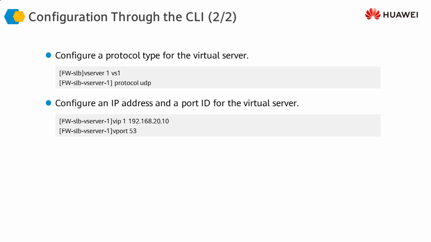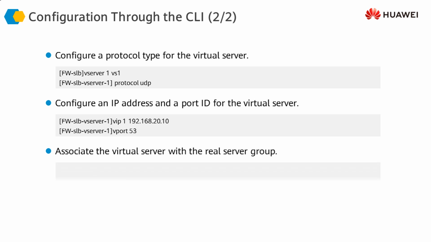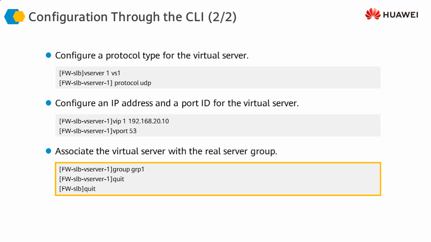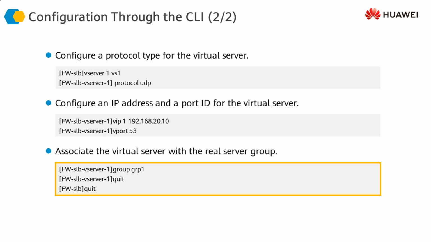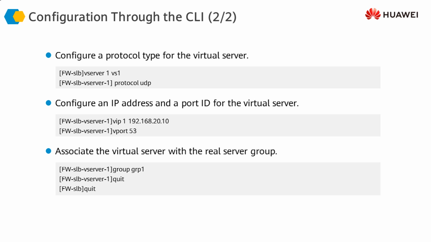We assign it the vport 53 for DNS, and then finally we connect this server to the real server group GRP1. This is the key. This means that we are associating the virtual server with the real server group. Now whichever traffic comes for this virtual server IP from the clients is going to be forwarded to the real servers that we configured in group 1. So this is how we configure server load balancing, or SLB, on the firewall using the command line interface.